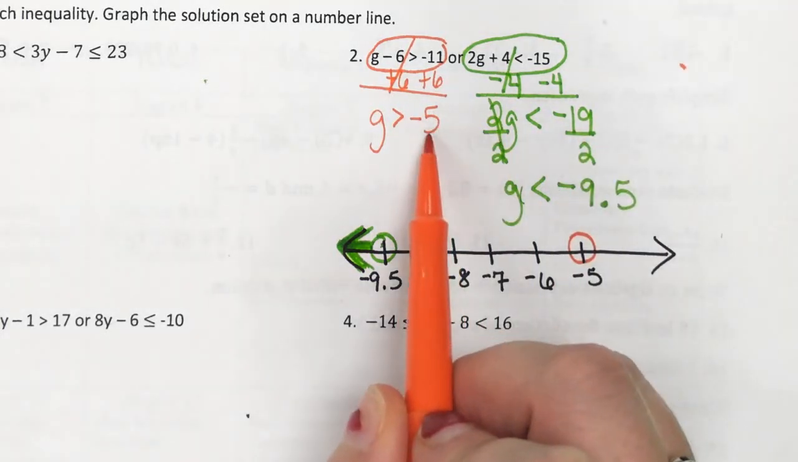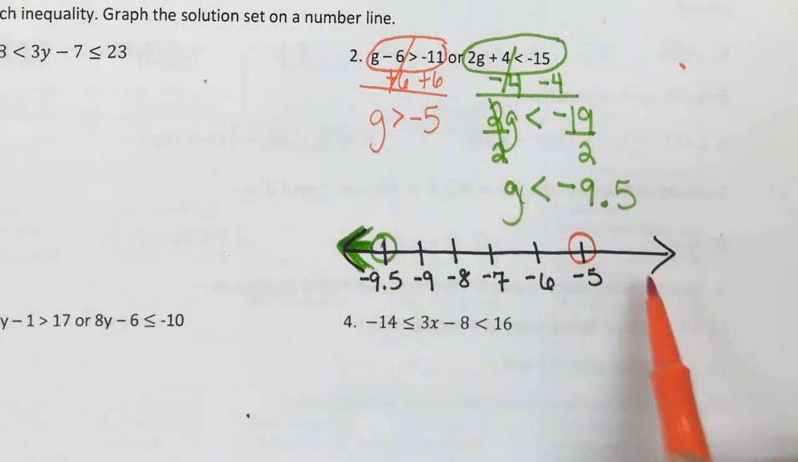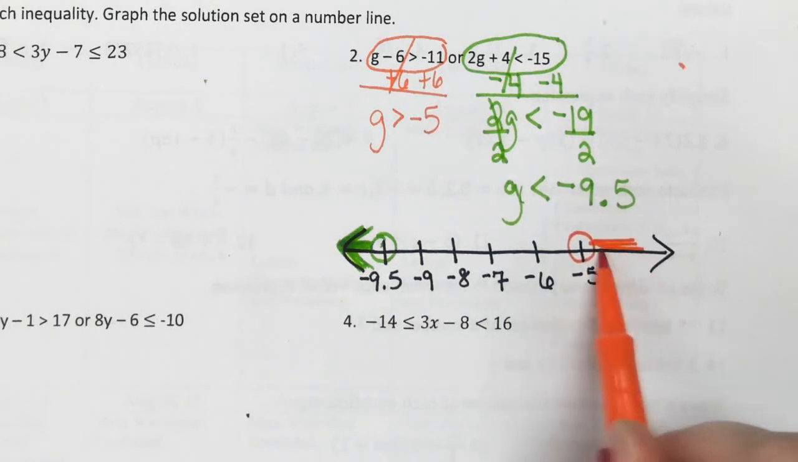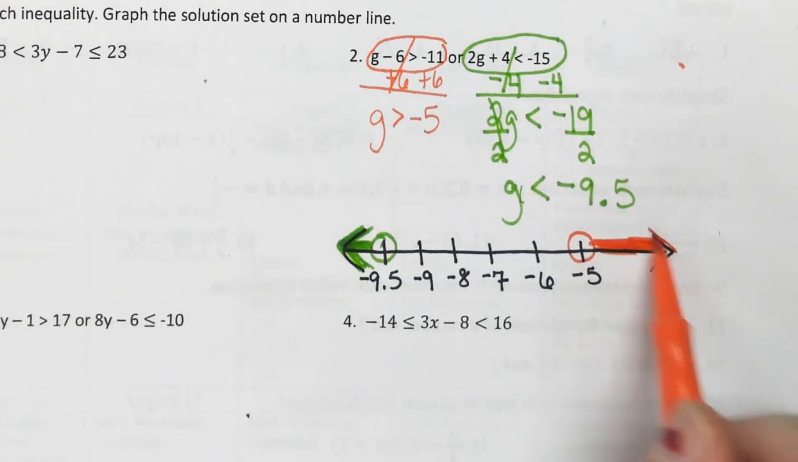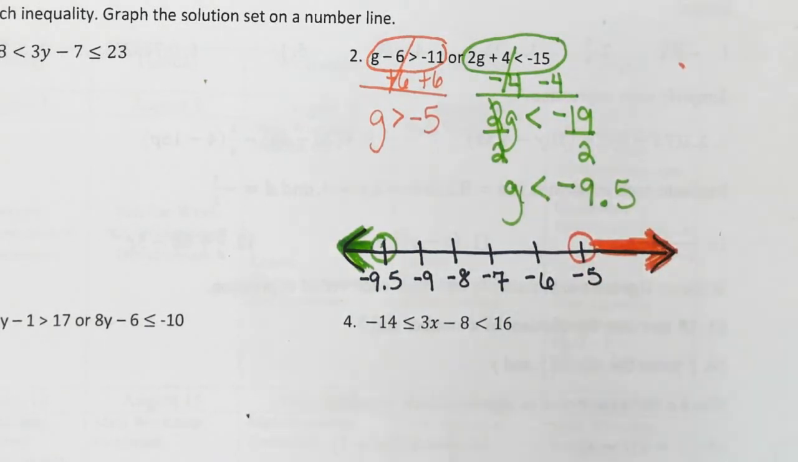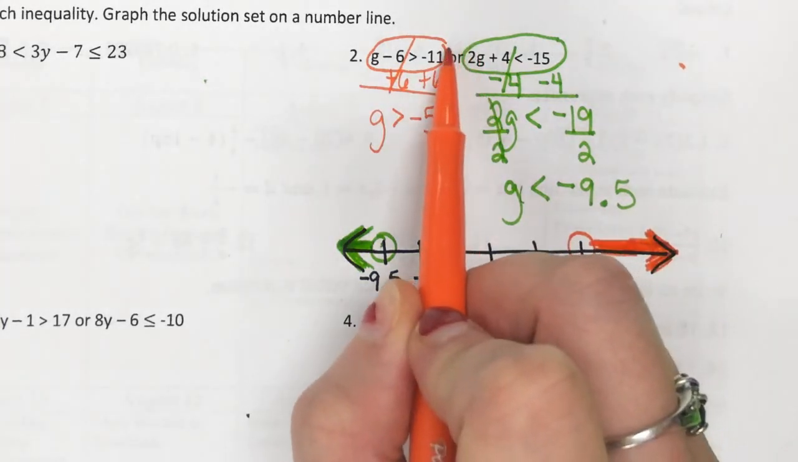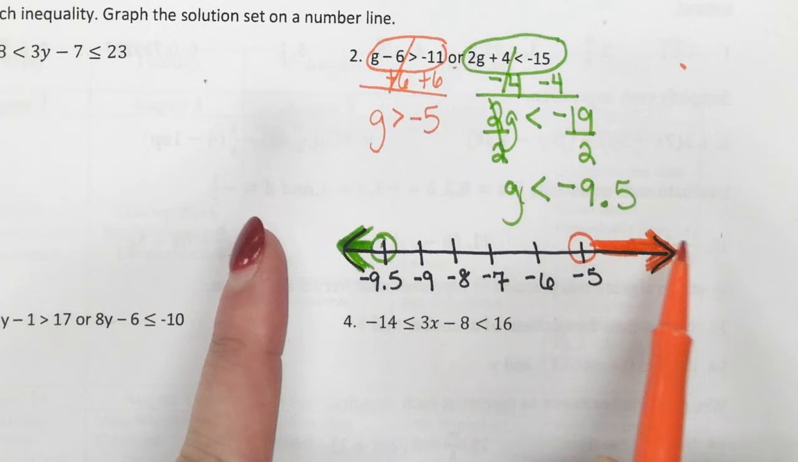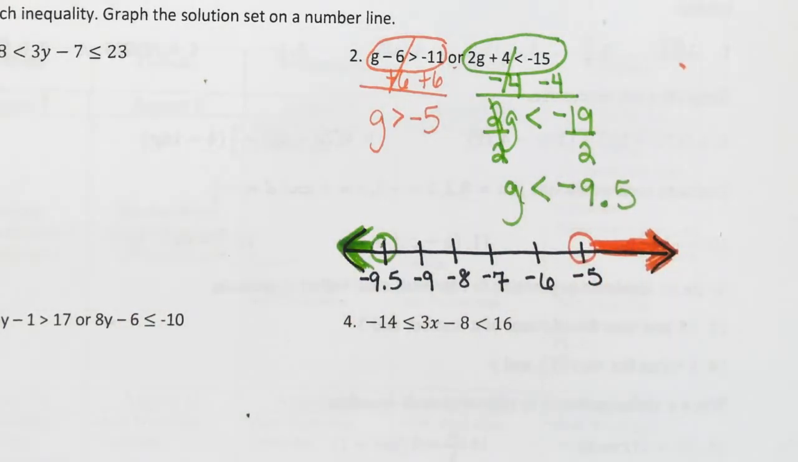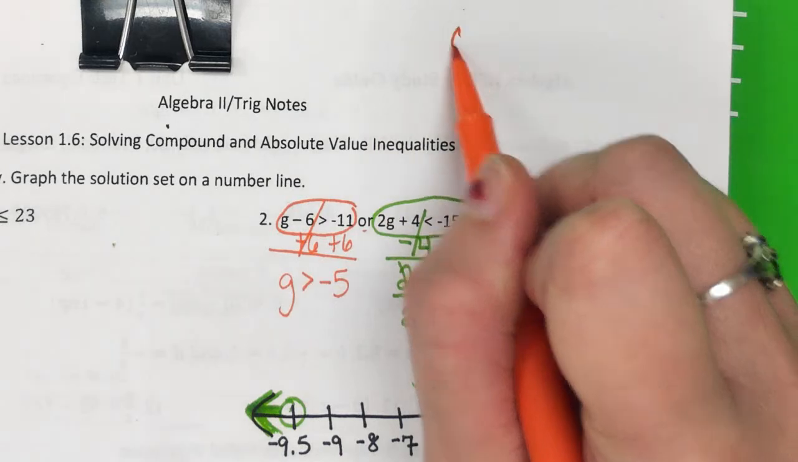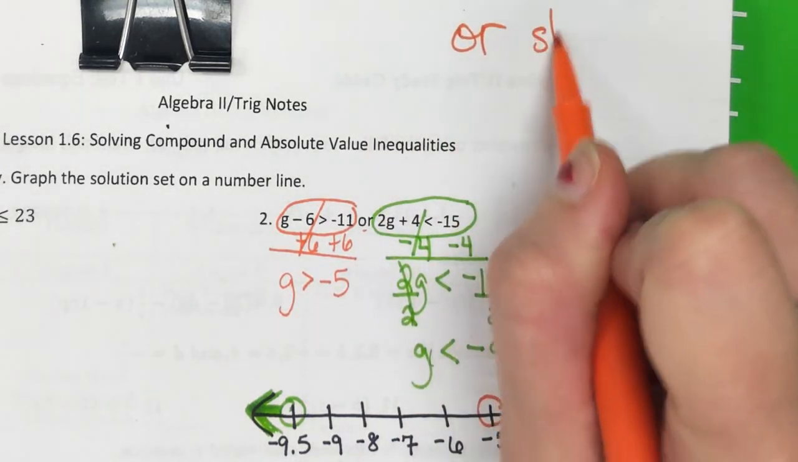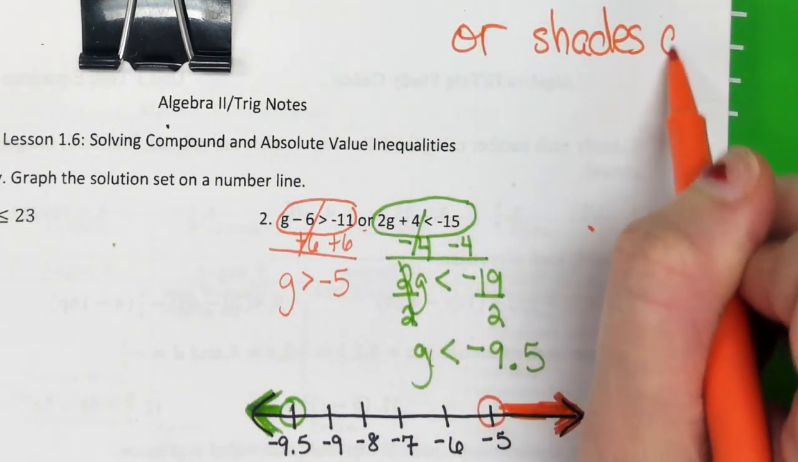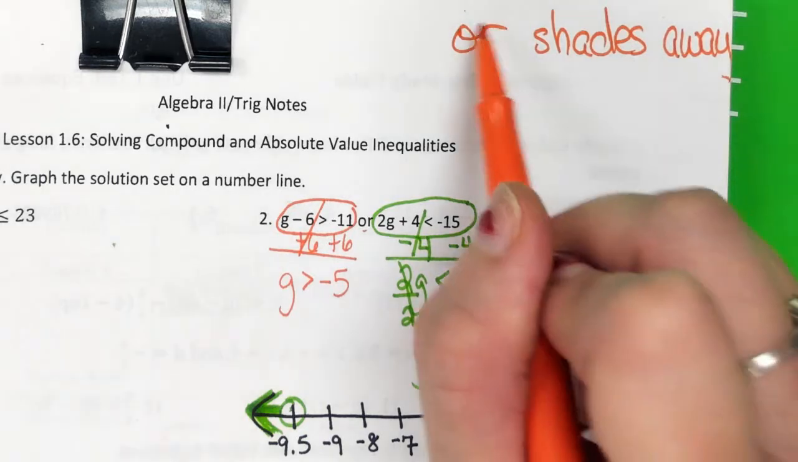And then what about the negative 5? Where does it shade? There you go. So I'm going to find the negative 5 and shade to the right of him. So look at your shading now that you've got it done. What kind of word did it say right here in the middle? Or. And which way did it shade? Where they went away from each other, right? So somewhere at the top of your paper, write this down. We're going to write "or shades away." Okay?